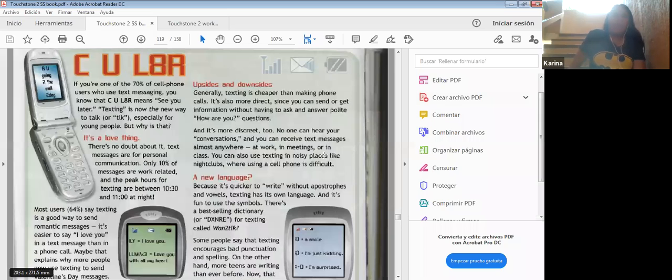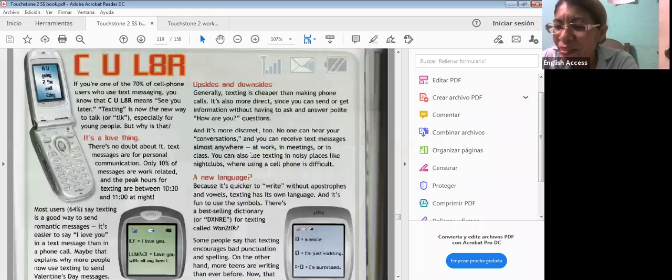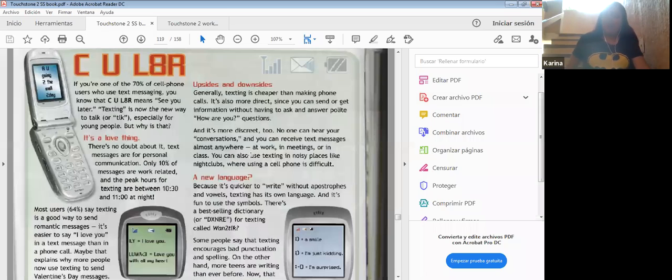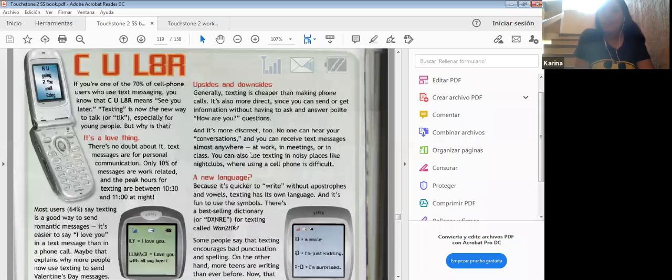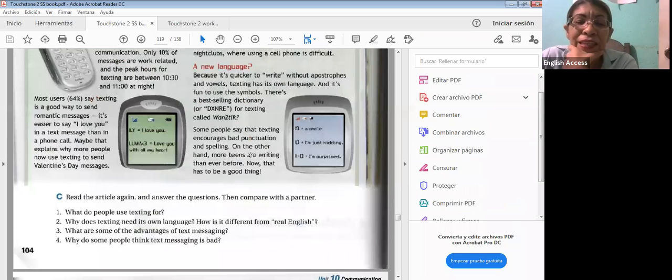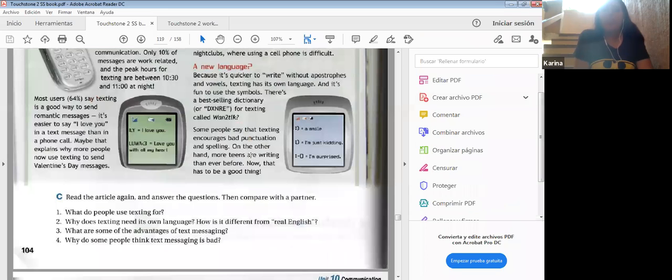Well, I had my first cell phone when I was 11 years old. Well, the cell phone had text keyboards, and it was very difficult to write letter by letter or write a simple word. I think for this reason they discovered or invented this new way of communication.